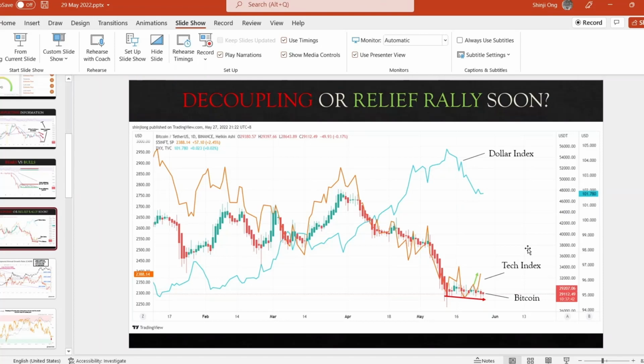Exactly. So we are still expecting Bitcoin to be highly correlated with the tech sector. Just that right now it's a temporary off tangent, temporary decoupling. But after that, sooner or later, they will couple again. We are expecting that.